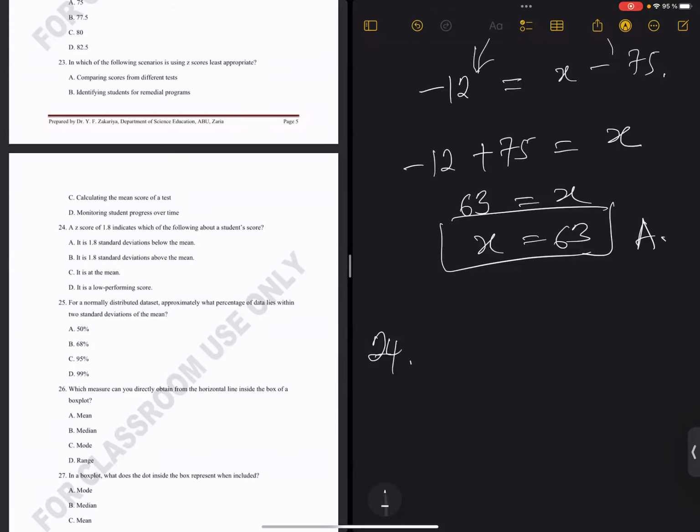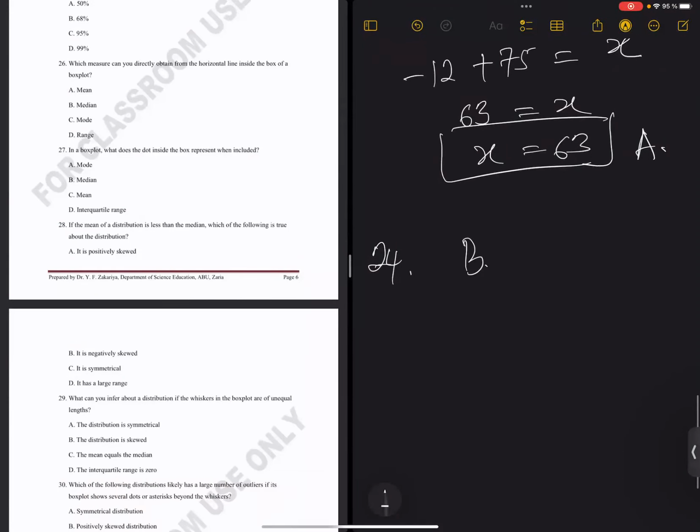C, it is at the mean. D, it is a low performing score. Which one is correct? It is B, sir. The right option is option B. It is 1.8 standard deviation above the mean because the Z-score is positive. If it were negative, it would be below the mean.